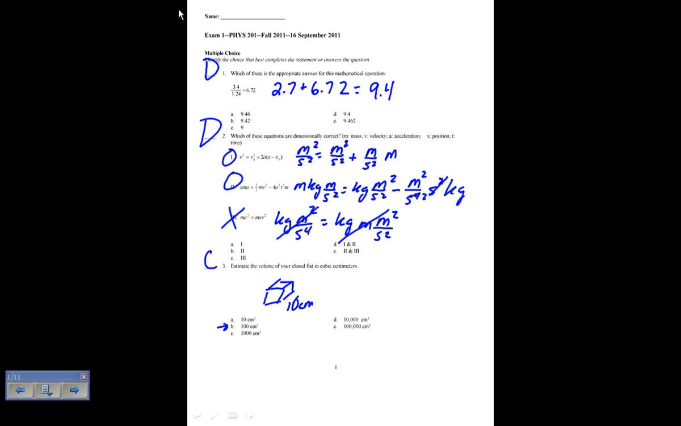So if instead we went for B, that would be a cube or a rectangle 10 by 10 by 1 centimeter. And that's certainly not your fist. And if you consider this one, it would be 10 by 10 by 100. So that would be like a 1 meter fist that was 10 by 10 centimeters on the other side. So the answer is C.